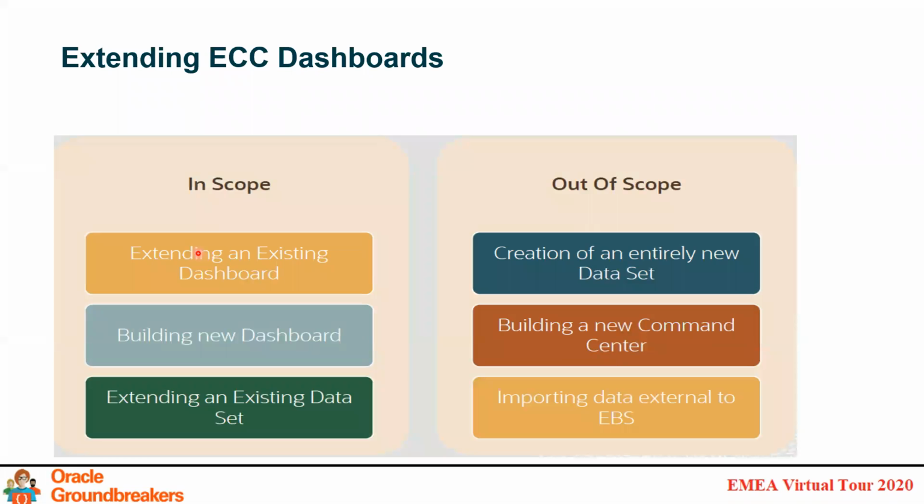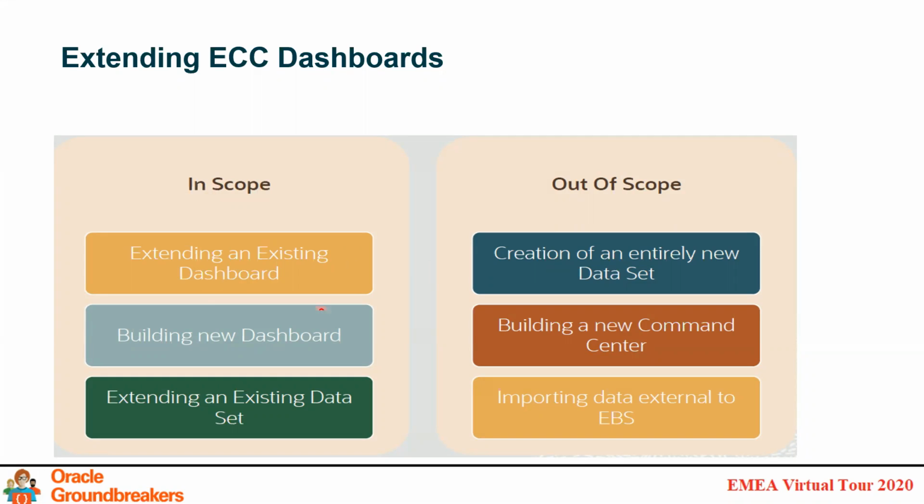So extending a dashboard, what is in scope? We can extend an existing dashboard. Like if I have a requisition dashboard, I can extend that one. And I can build a new dashboard also using the requisition data set. Or in the existing data set, you can add additional columns. But what is out of scope is you cannot create an entirely new data set.